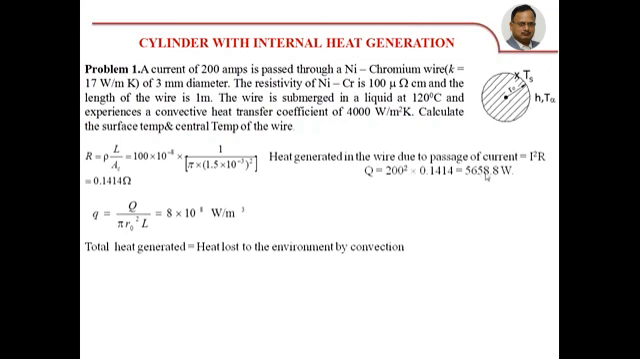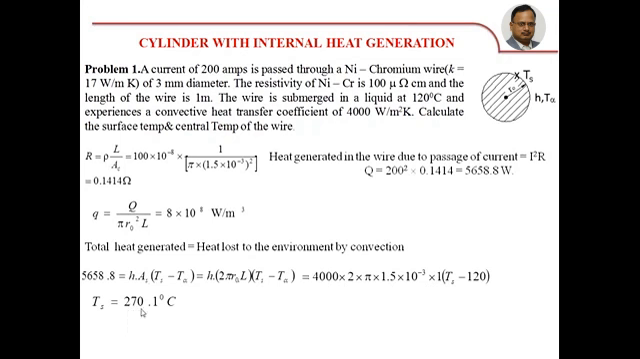And the total amount of heat generated is 5658.8 watts at the center. It is a volumetric phenomenon, of course, and it reaches the surface and enters from the surface to the environment by means of convection. So the total heat generated equals heat lost to the environment by convection, and hence 5658.8 equals H into 2 pi R naught L into Ts minus T alpha. By substituting this, you will get the surface temperature of the wire as 270.1 degrees centigrade.